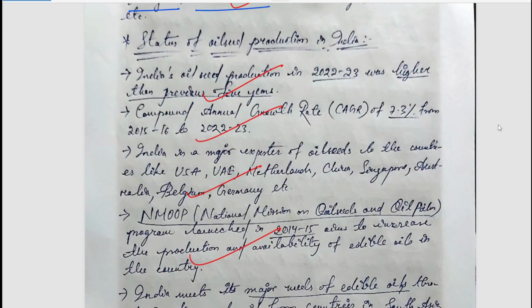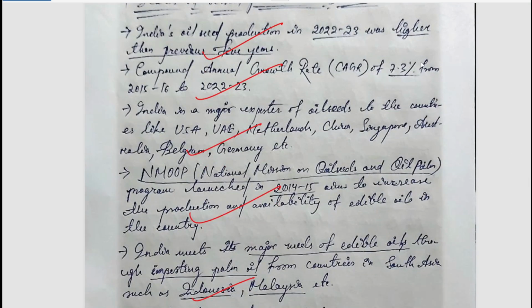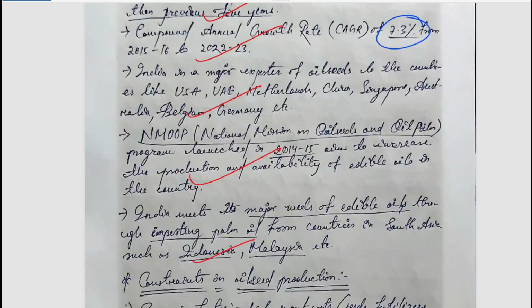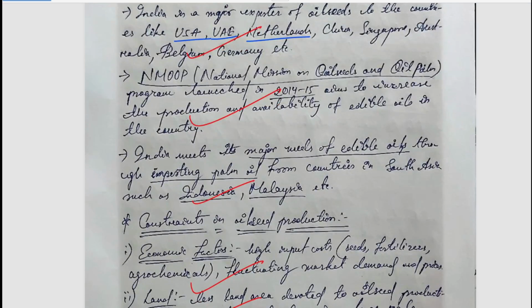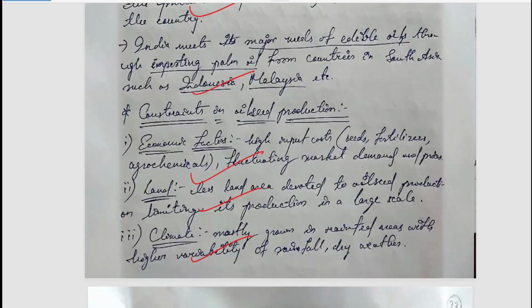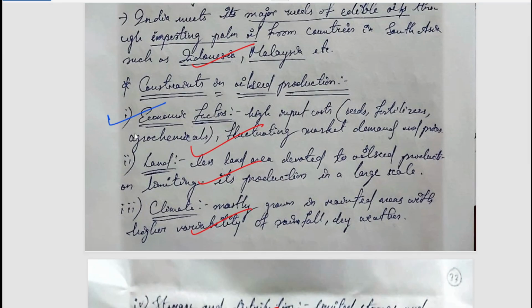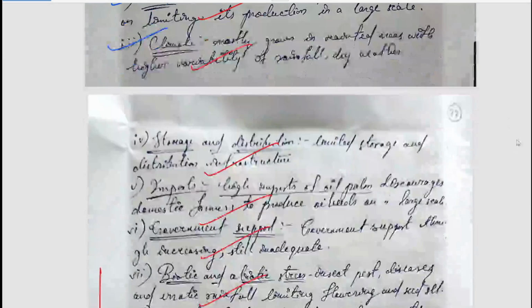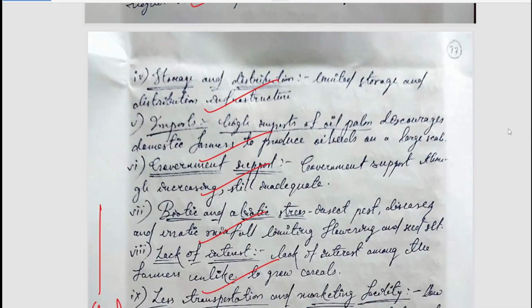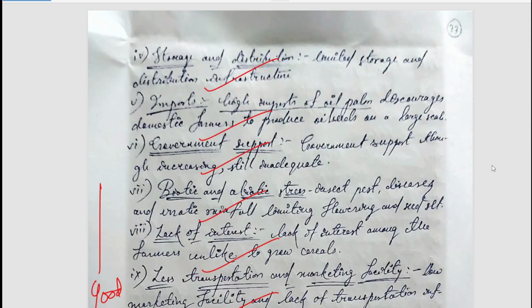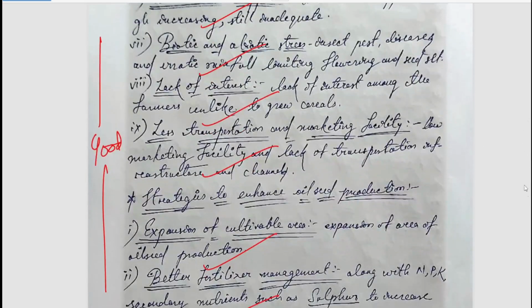The status mentioned is that production is increasing day by day. The growth rate is 7.3%. It is also exported to the USA, UAE, and Netherlands. The National Mission on Oilseeds and Oil Palm has been mentioned. You can simply pause and read these things. Constraints mentioned are economic factors, land, and climate. Dependence on cereals reduces the production of wild seeds. So you can simply pause and read the relevant points.